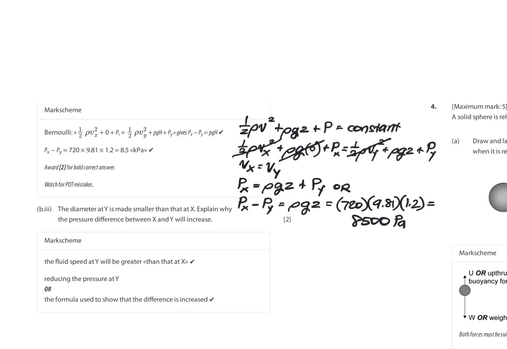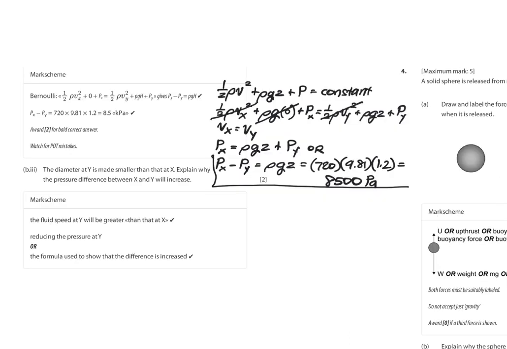And so we're just left with the pressure at X is rho gz plus the pressure at Y, and we know the density is 720 kilograms per cubic meter. We have 9.81 for g. The height of the second pipe at Y is 1.2, so when you multiply all of those up, we get the difference. I'm sorry, I missed the part where I subtracted Py. It asks for the difference in the pressures, so Px minus Py is 8,500 pascals.